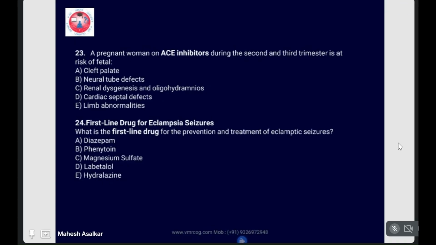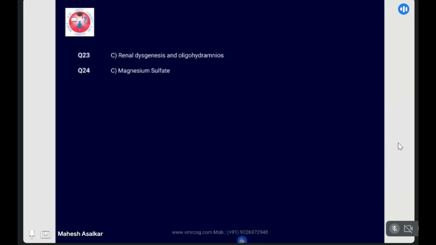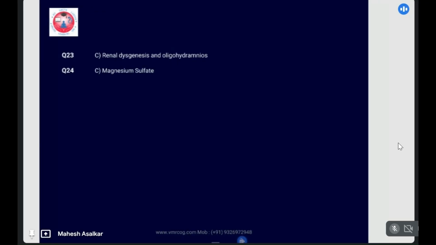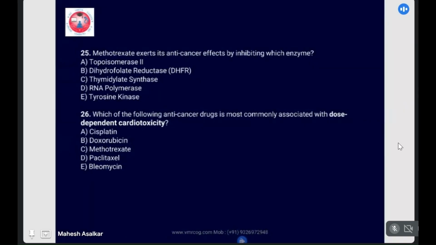Question 24. What is the first line drug for the prevention and treatment of eclamptic seizures? Option A, diazepam. Option B, phenytoin. Option C, magnesium sulfate. Option D, labetalol. Option E, hydralazine. Sir, option C, magnesium sulfate. Correct. So, question 23 renal agenesis and question 24 is magnesium sulfate. Next, Dr. Sansi.